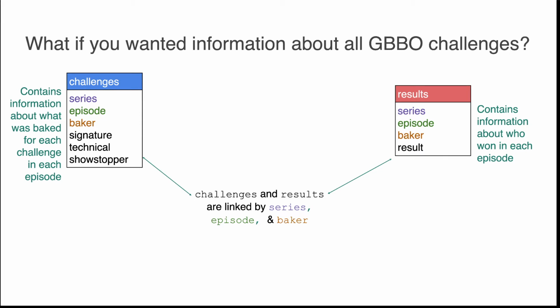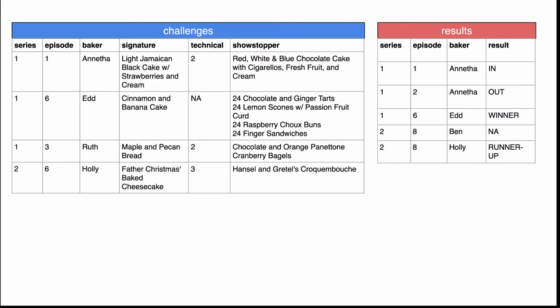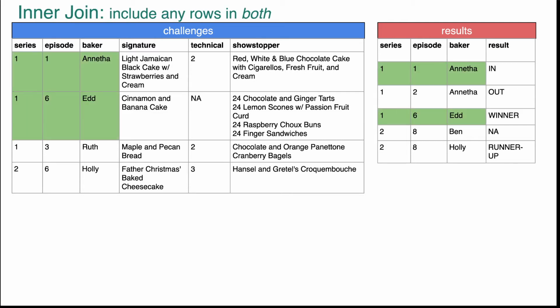Well, what if we want to combine these two and figure out what kind of challenges were winners? Well, to do that, we have these two data sets, right? We have the challenges, which has series, episode, baker, what they made. And over here we have the results in a separate table where we have whether that person was a winner or whether they got eliminated. Okay? So we want to combine these two.